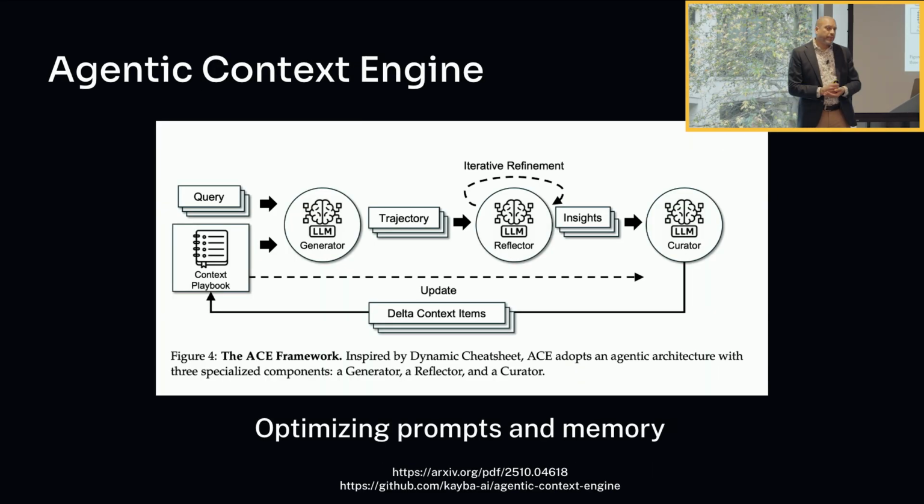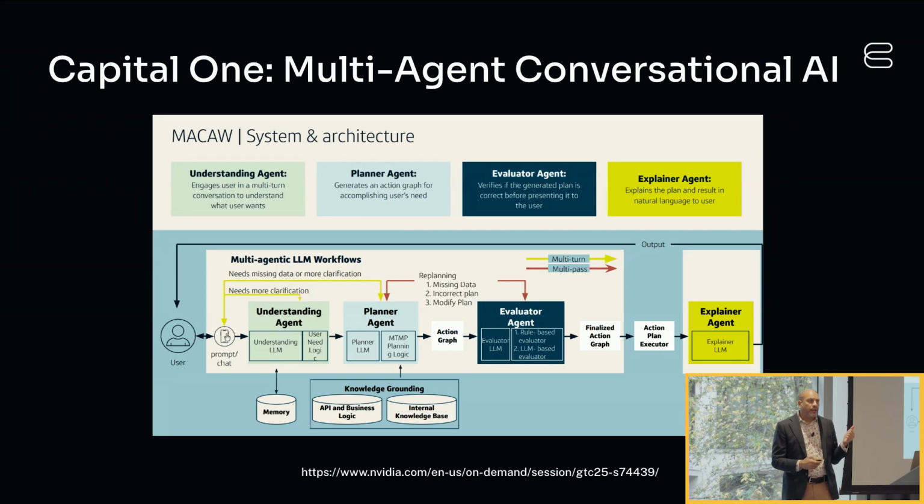And we're seeing early results from people using these multi-agent systems. This was a recent paper where they broke down the work, with different agents for the generator, for the trajectory, for insights, and in this case they were able to generate better prompts and better utilize memory through this approach. Capital One also recently did a talk at the NVIDIA conference about their conversational AI system, where they had an understanding agent, a planner agent, and an evaluator agent all working together to solve things.